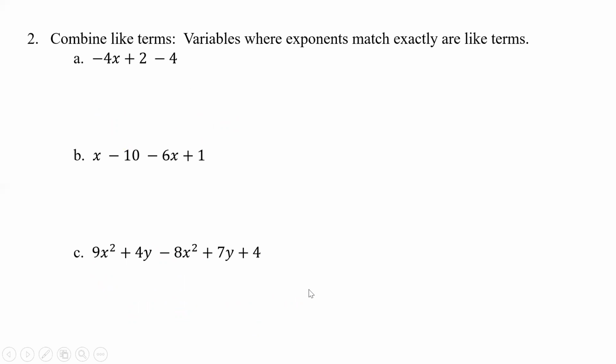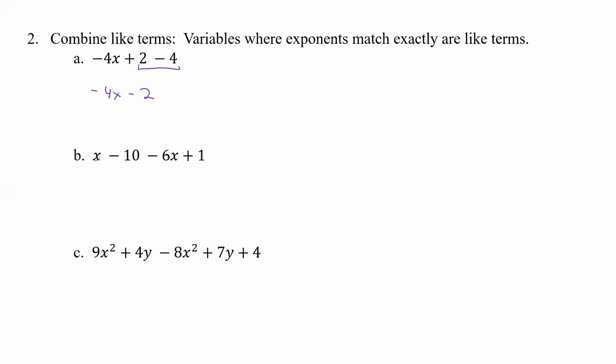Now, the second thing we can do is we can combine like terms for expressions. So when the variables have the exponents that are exactly the same, those are like terms. Or if we just have numbers, we can add those together too. So looking at A, we have a negative 4x plus 2 minus 4. There's only one x here. So what that means is we can only add those two together. So that has negative 4x. 2 minus 4 gives us minus 2. And that's as far as we can go as far as simplifying this by adding like terms.